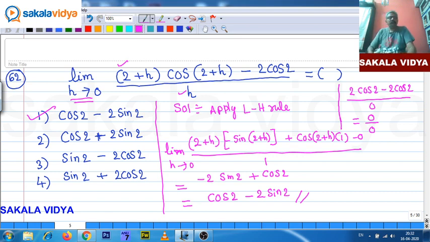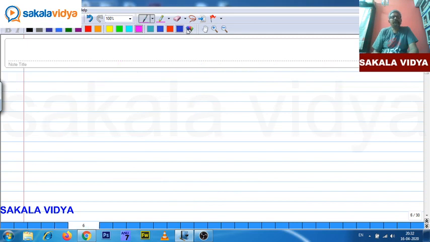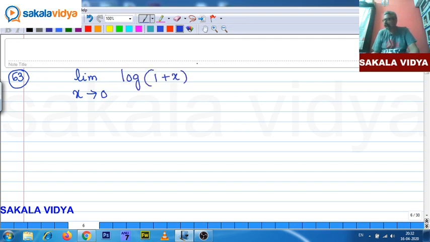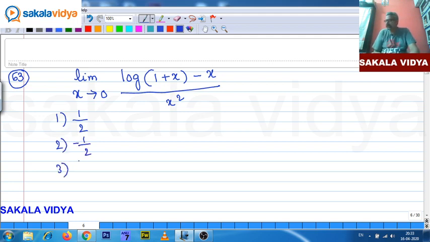So next, question number 63: limit x tends to 0, (log of 1 plus x minus x) upon x square. First option is 1 by 2, second option is minus 1 by 2, third option is 1 by 3, fourth option is minus 1 by 3. This is the problem.